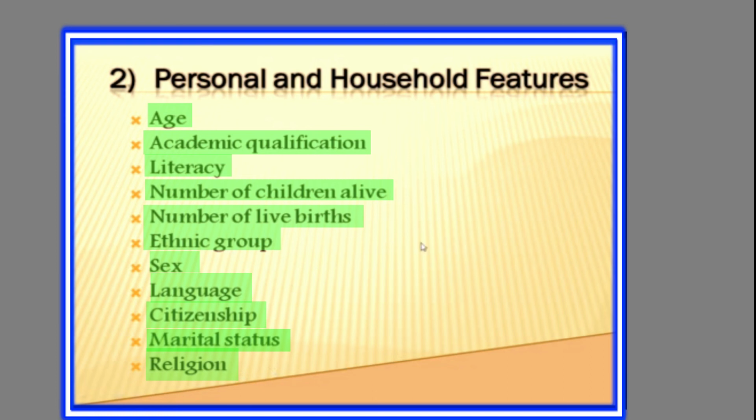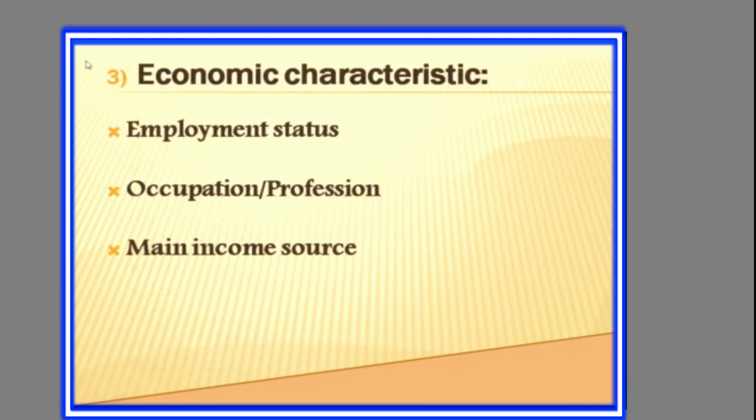Now let's know about economic characteristics, economic features. Employment status means what am I? Am I a full-time employee, a part-time employee, a student, a volunteer, or unemployed? Occupation or profession: what kind of occupation or profession do I do? Full-time occupation, part-time occupation, am I retired, do I do voluntary work, or am I unemployed?